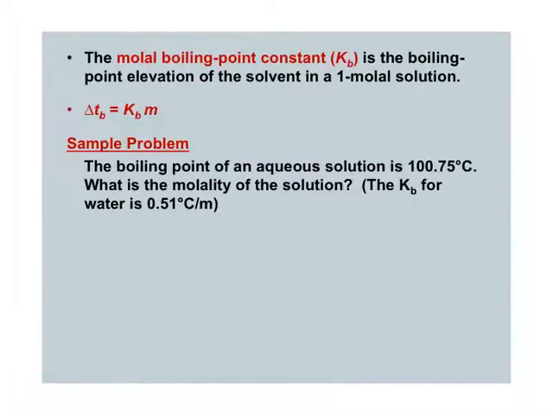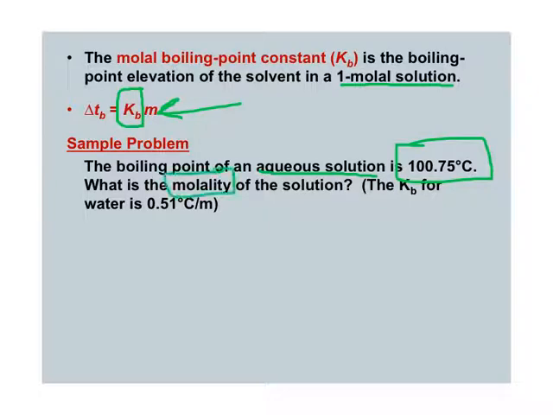Okay, so the molal boiling point constant, K sub B, is the boiling point elevation of the solvent if it's 1 molal. Now usually it's more than that, so that's why we have to multiply it by the molality. Okay, so here's our sample problem. The boiling point of an aqueous solution is slightly over 100, so you know that the solvent is water. We need to find the molality. Okay, K sub B for water.